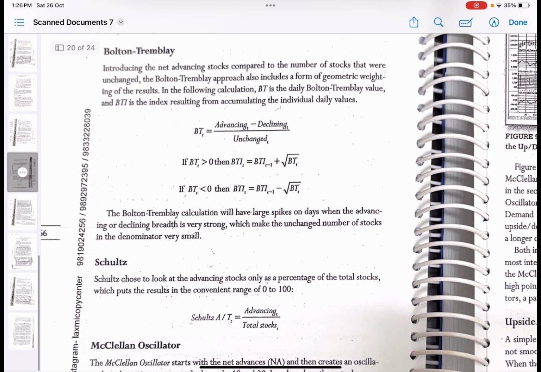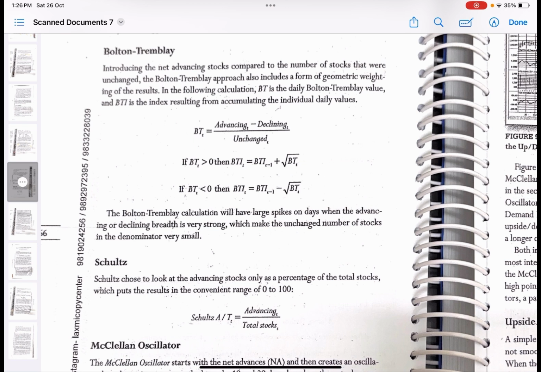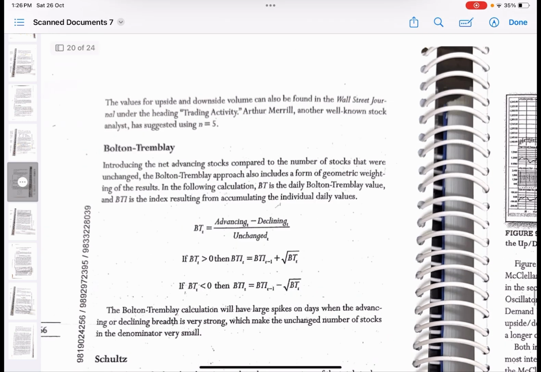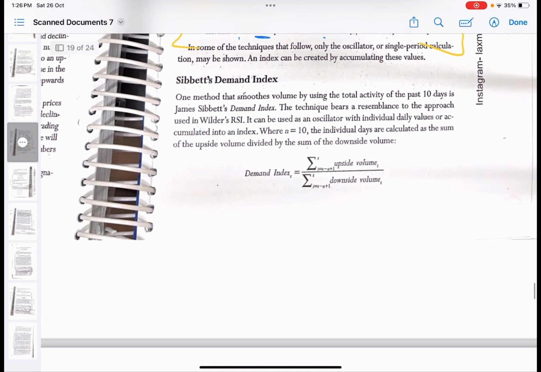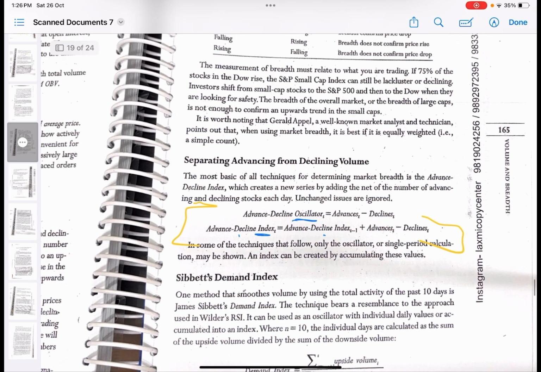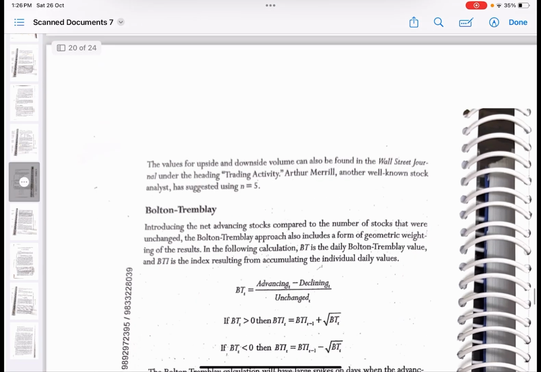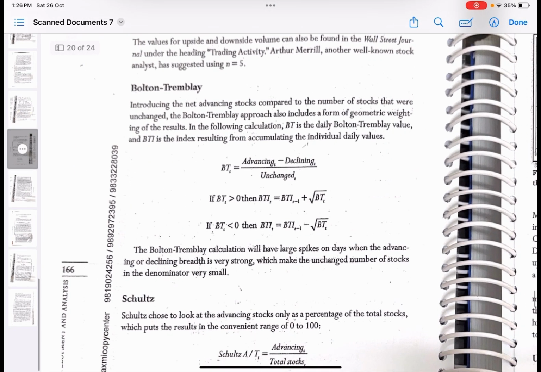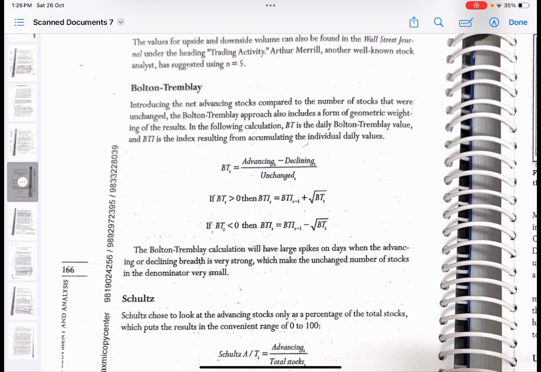Now let's start with Bolton Tremblay. This is another very important concept when you talk about the breadth indicators. The upside volume divided by downside volume was Sibbet's demand index, right? And we also saw how you are going to use the advances and declines. Now you're going to see what Bolton Tremblay is.